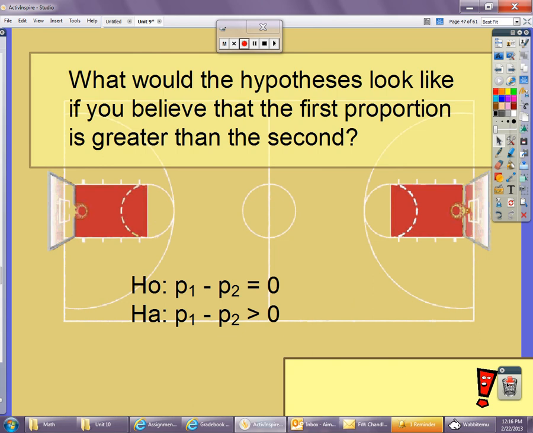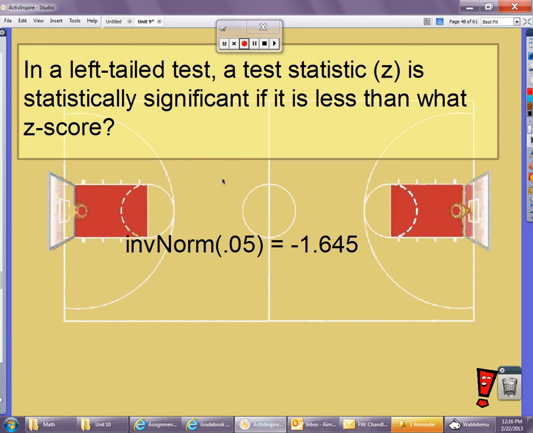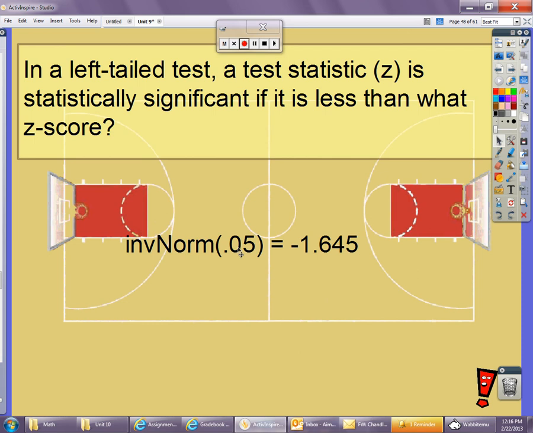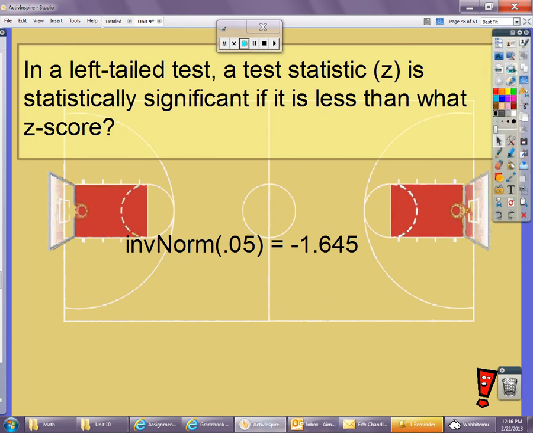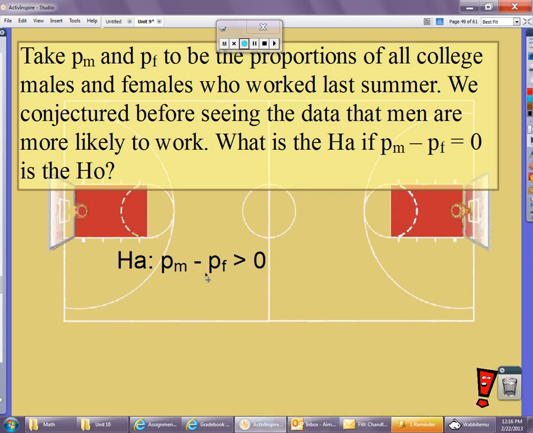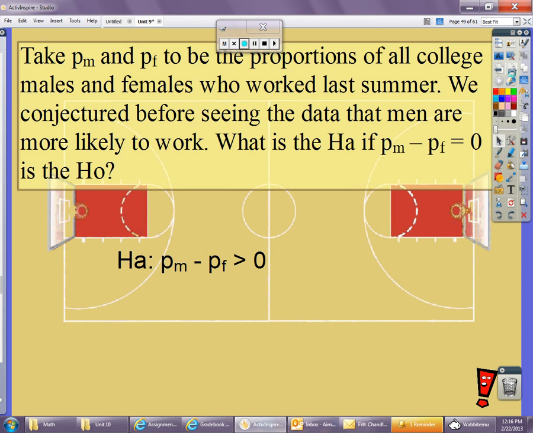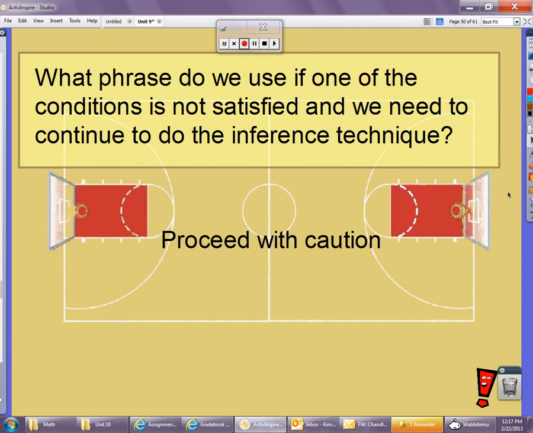And the hypothesis would be H sub 0 is p1 minus p2 equals 0, and the H sub A is p1 minus p2 is greater than 0. Inverse norm of 0.05, you're looking at the z-score of negative 1.645, because statistically significant would be less than 0.05. And then for this problem, your H sub A would just be the difference of the two is greater than 0. And if you're not sure but you need to continue it, you use proceed with caution.